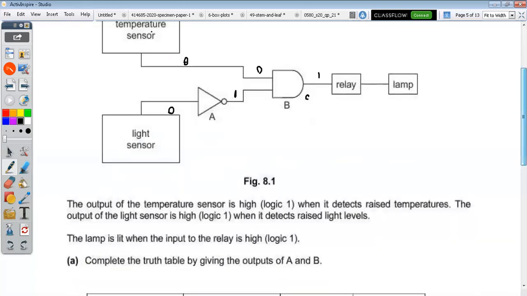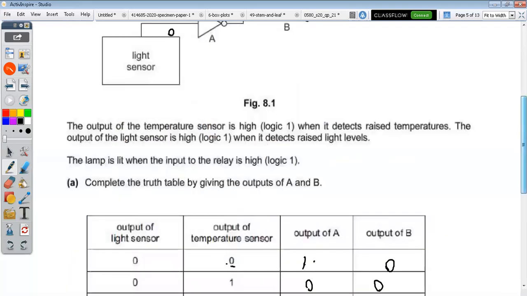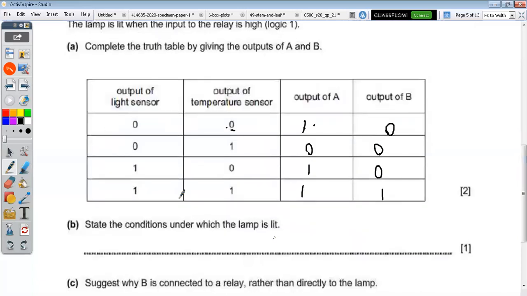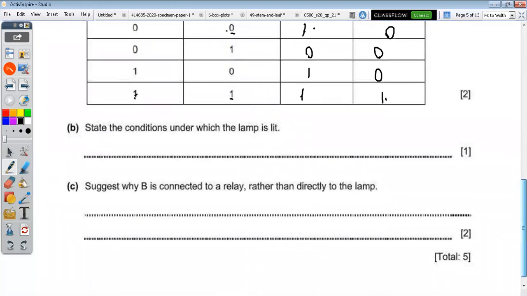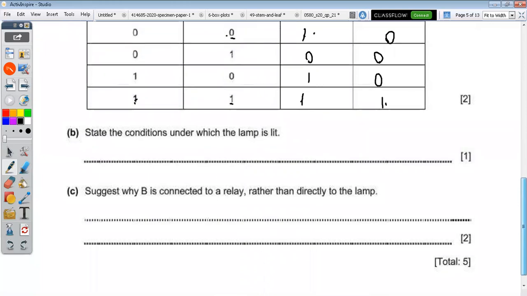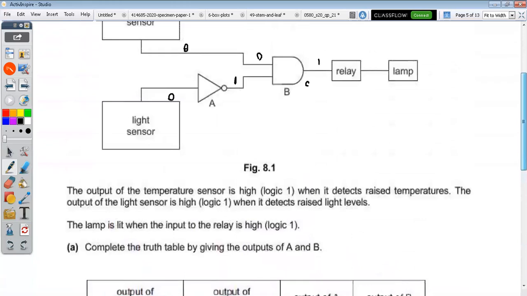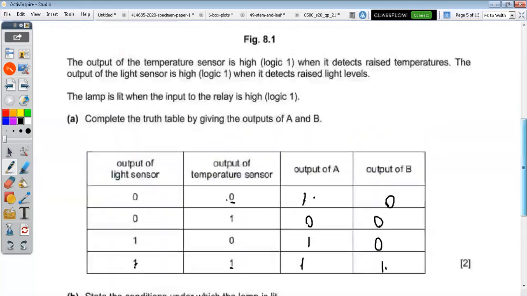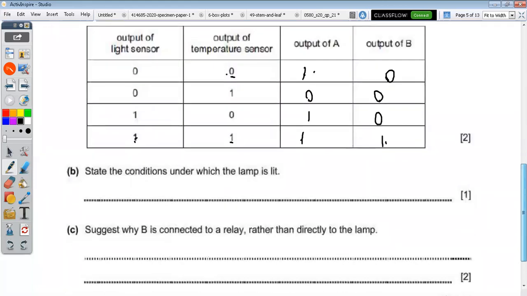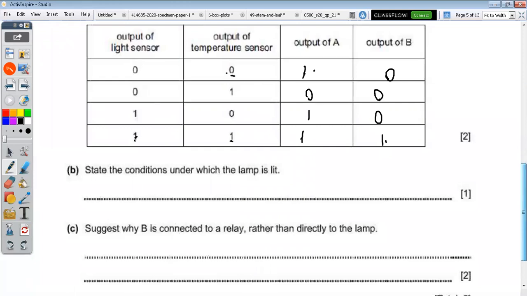State the condition when the light is lit, which is easier. The light is lit when the temperature sensor is 1, the output here is 1, and this is 1. So if you want to summarize it, when the outputs of A and B are 1. Now, give a reason why B is connected to the relay rather than directly to the lamp.